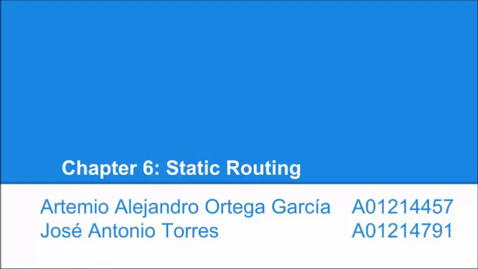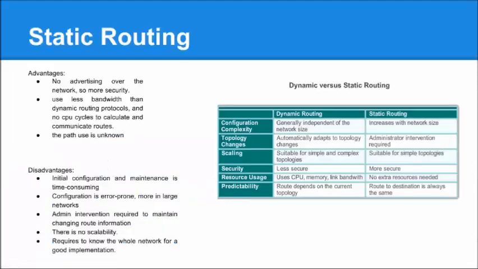Hi and welcome to Chapter 6, Static Routing. Static routing helps us fix a path of communication between points in a network.